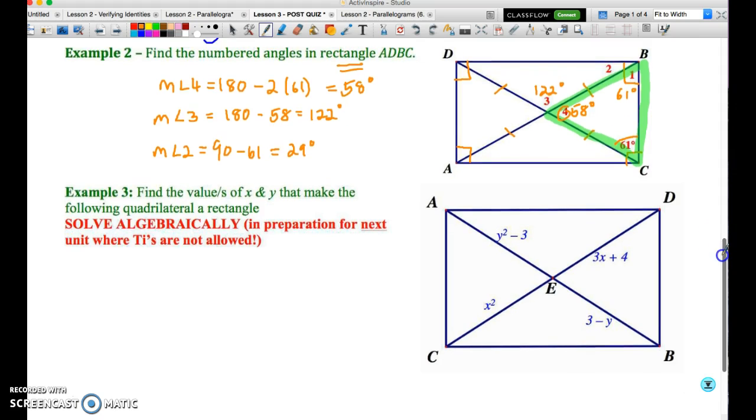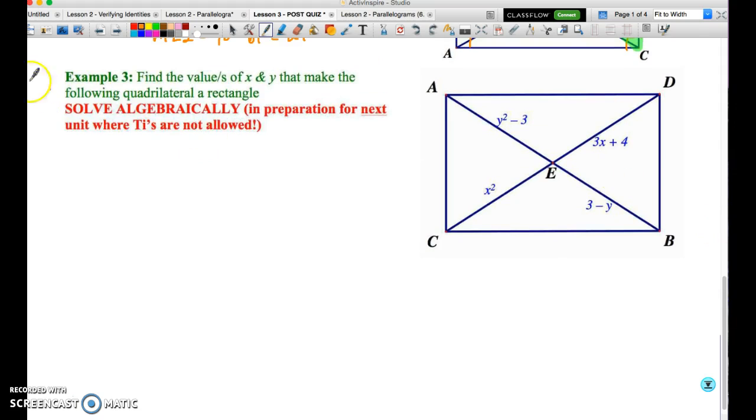Okay, we're going to move on to the next one, which is going to be a reminder of some algebra. We're going to solve this particular example algebraically. You are allowed the use of your calculator for this unit, but you will not be for next unit, and so to prepare you, we're going to do this algebraically. We're finding the values of x and y that make this a rectangle, and so we're going to treat it as if it's a rectangle.